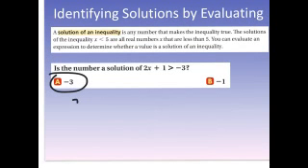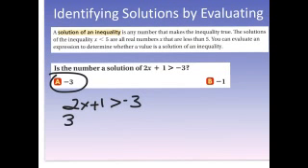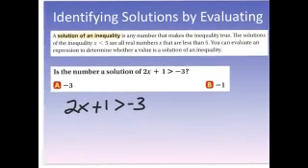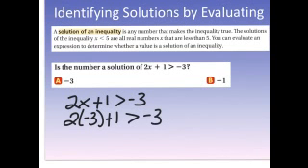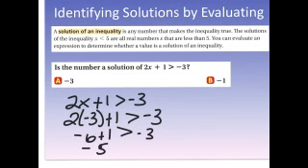So all you do is just put it in. 2x plus 1 is greater than -3. So is, whoops, that's not right. Undo. 2 times -3 plus 1, is that greater than -3? Well, -6 plus 1, is that greater than -3? Yeah, no. That is not.